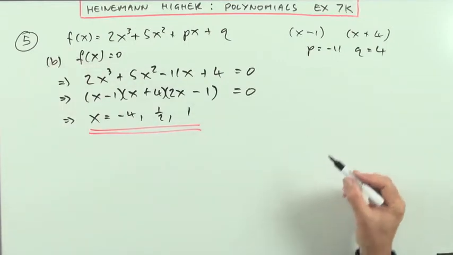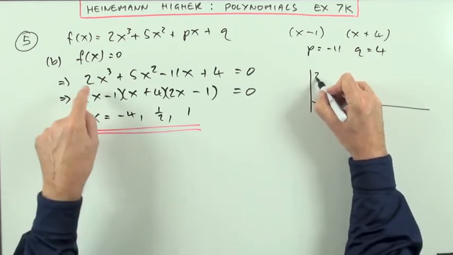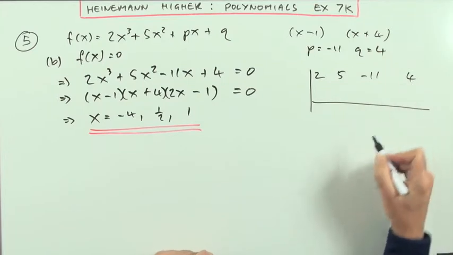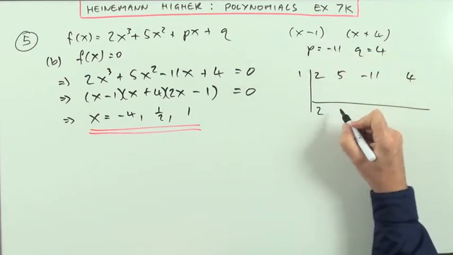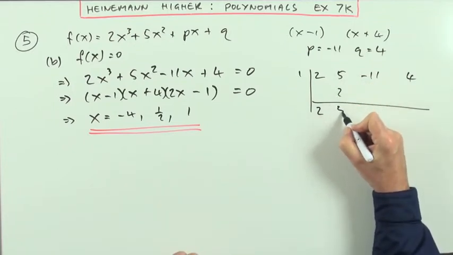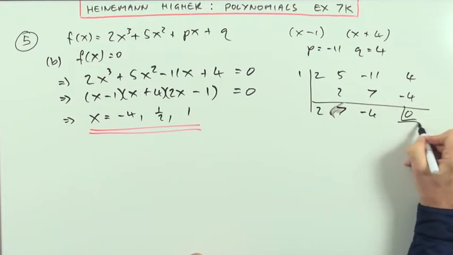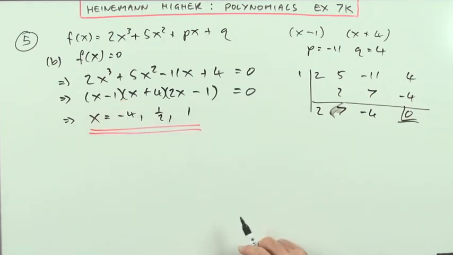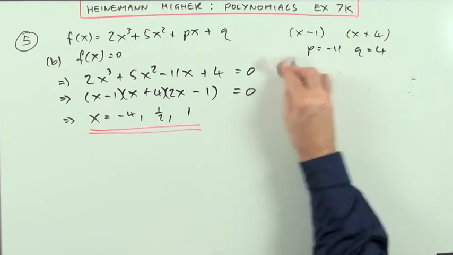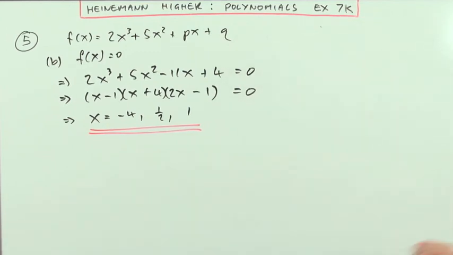Now you could have redrawn your table, I suppose, even, just putting those numbers in, the 2, the 5, the negative 11, the 4, and then put one of those in, like the 1, and just gone through it again. 2, 7, 7, negative 4, 0, and then had the x minus 1 times this, which would have factorised to that. But it wasn't necessary because you already knew 2 out of the 3 factors, and you can just do it by inspection. Right, that's question 5.